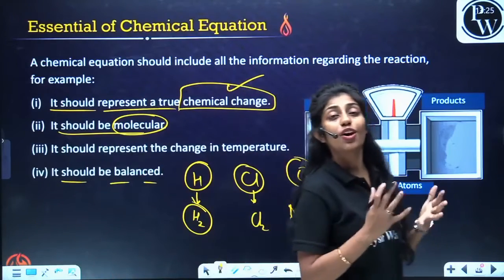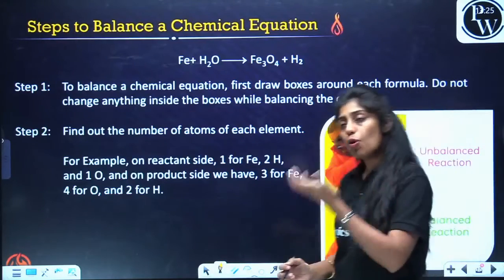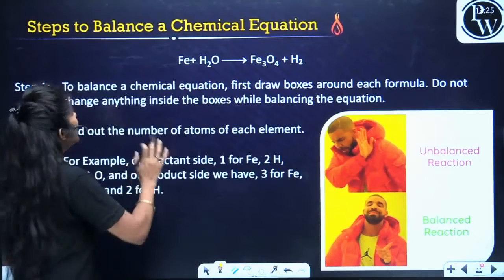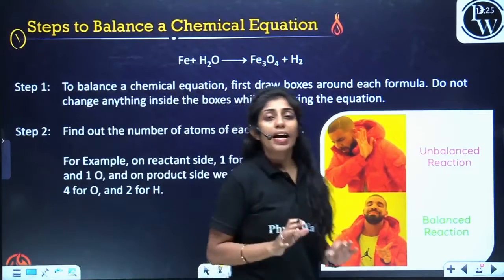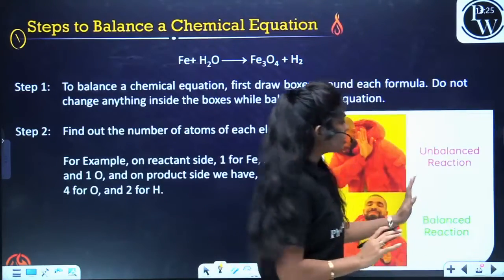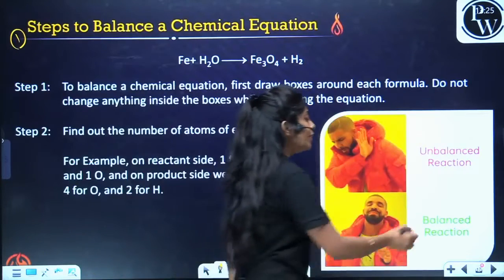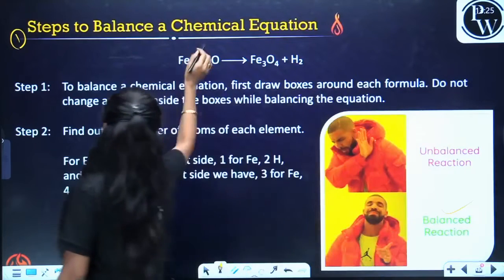To follow the law of conservation of mass, equalization of atoms on both the reactant side and product side should be done. One question you can definitely expect is on balancing of chemical equations. Of course, unbalanced reactions we don't want. We want only the balanced equations, right? So how can we balance the chemical equation?